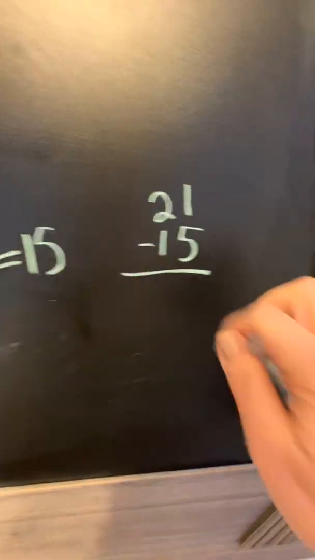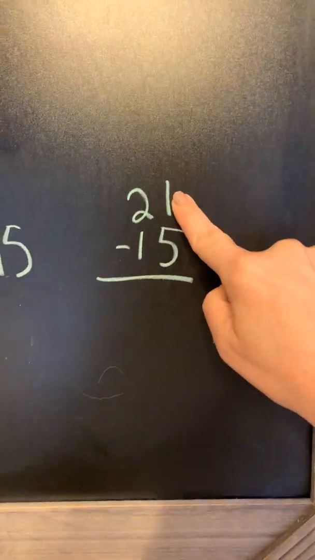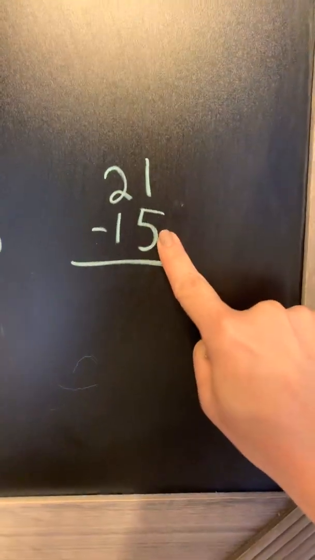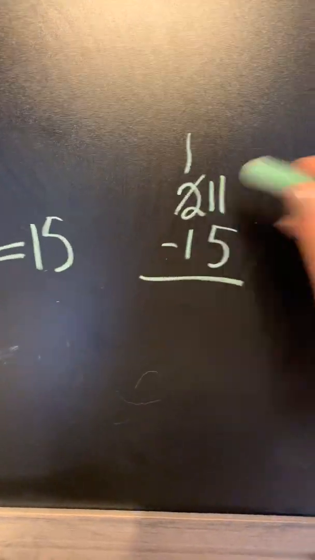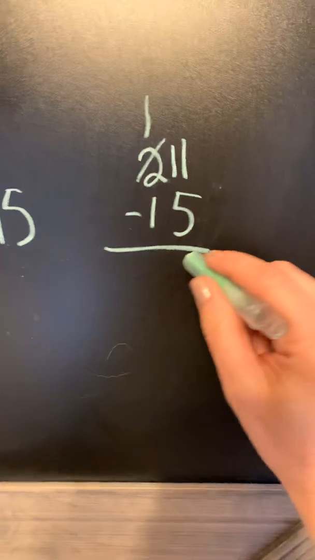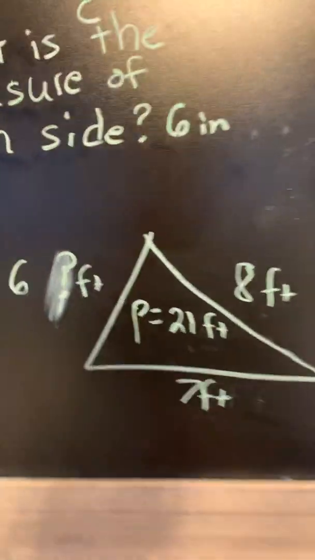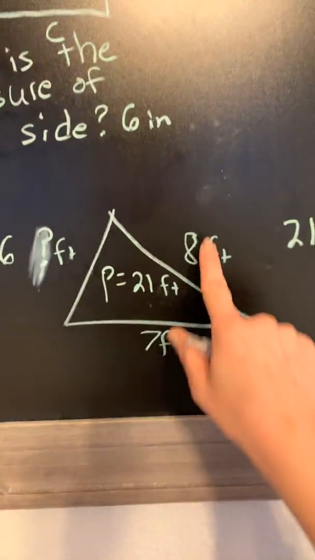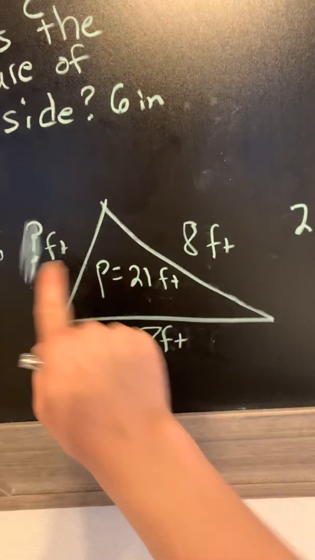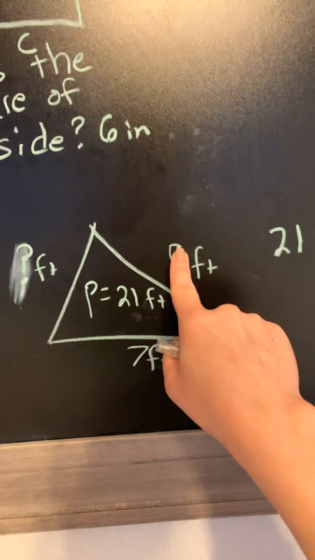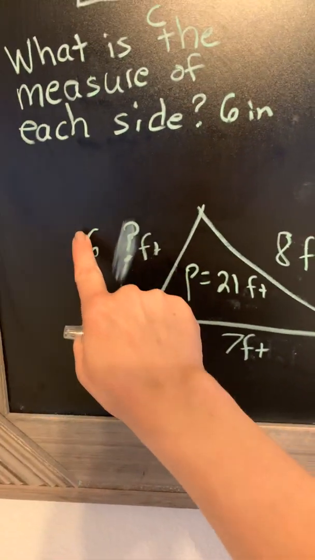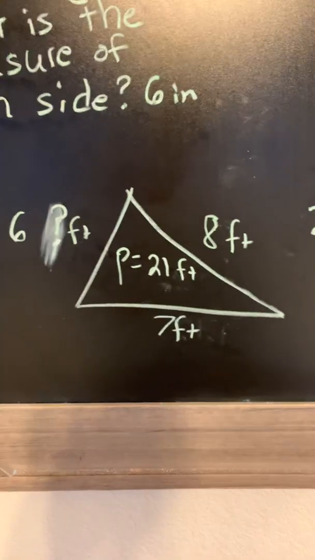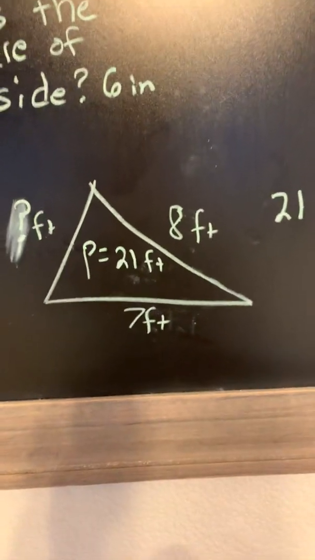Let's remember, when we subtract, more on top, more on the floor, more on the floor, go next door, cross out the 2, it becomes a 1. Add a 1 in front of the ones place. 11 minus 5 is 6. So this should be 6 feet. And if I add it all together, 8 plus 7 plus 6 should be 21. 8, 9, 10, 11, 12, 13, 14, 15, 16, 17, 18, 19, 20, 21. It works out. Always check your work.